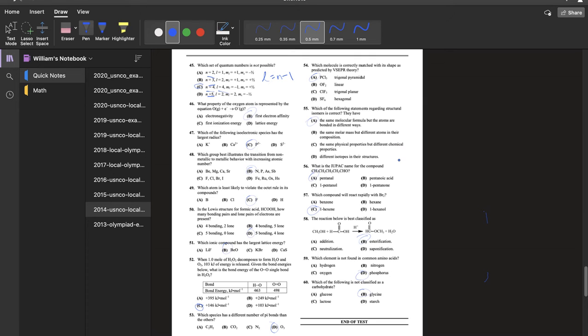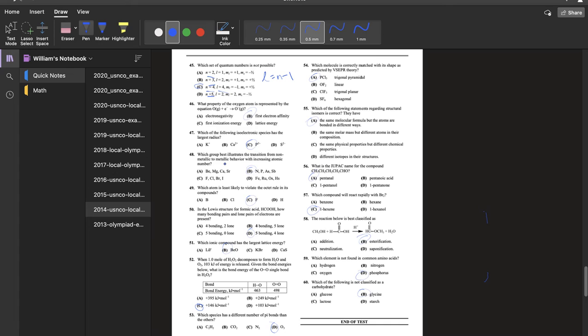And then lattice energy is usually a solid, and it's how much energy it takes to break it, which you can usually find out using the Born-Haber cycle if you're really into that, or just comparing ionic radii and charges using Coulomb's law.